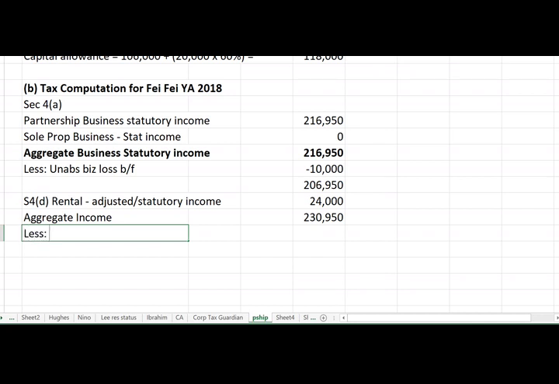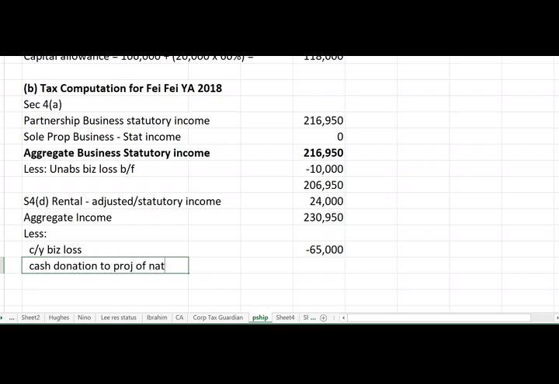Okay, what do you minus? Current year business loss, and that loss is 65,000. Okay, you probably noticed that there is a cash donation to project of national interest, and that amount, it's actually 30,000.